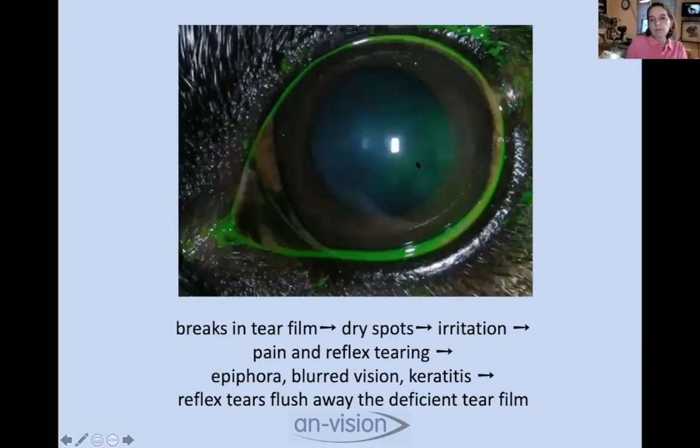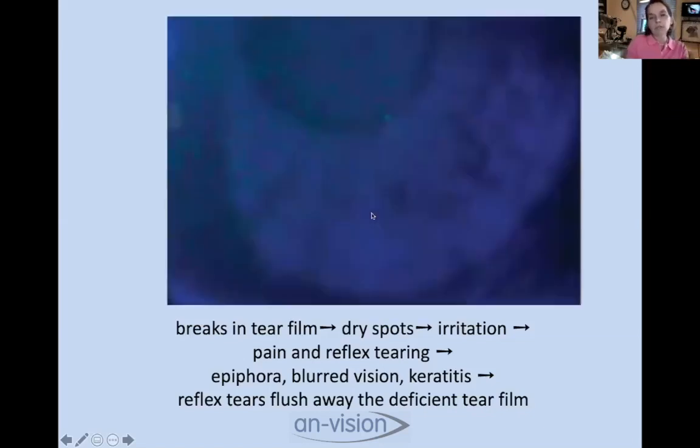And you can see those breaks, those dry spots, if you disperse fluorescein on the cornea of a brachycephalic dog. You will very soon see those lakes, those breaks. And if you watch at a very high magnification, you can see those spots show up in blue light.